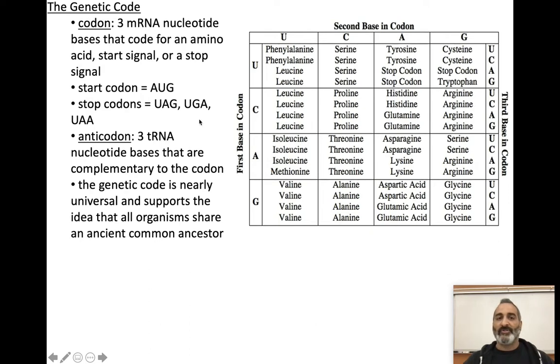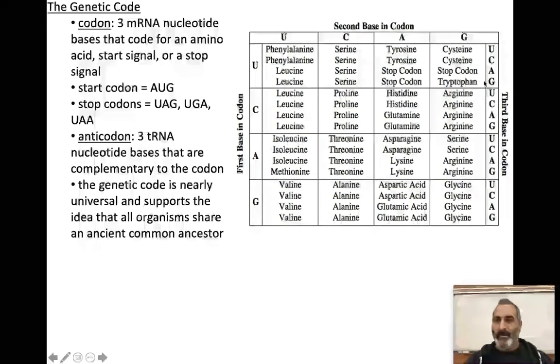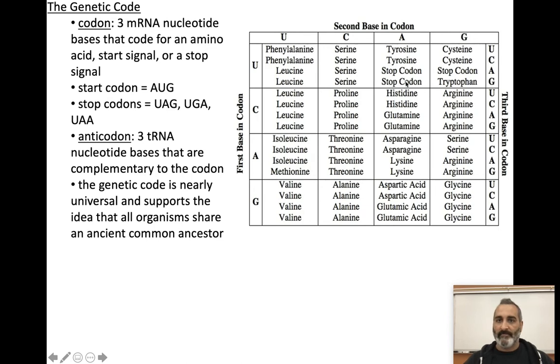There are 3 stop signals or stop codons. UAG is the first one. The first letter is U. The second letter is A, which puts us in this box here. The third letter is G right there. UAG. The second one, UGA. We're in this box right here. Third one, UAA. We're right there. Stop.